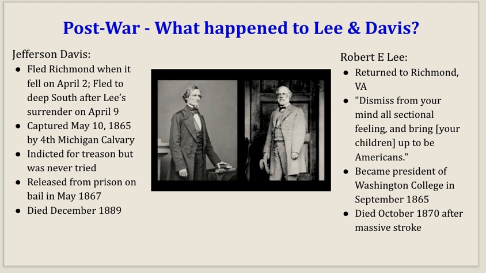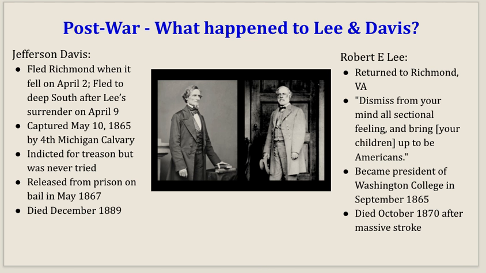About 2 years after he was imprisoned, some people, including wealthy Northerners, raised bail for him. He was released from prison in 1867, and he lived another 20 or so years, dying in December of 1889.